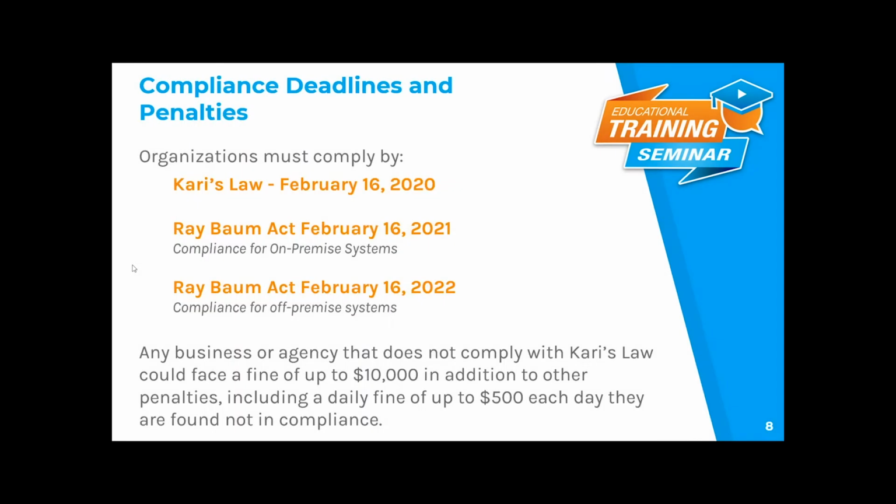Actually, we held a webinar on Kari's Law and the Ray Baum's Act for our partners last month, as we recognize the importance of being proactive with technology and compliance deadlines. So, at ClearlyIP, we don't put our head in the sand and just hope for the best. These laws are for the protection and safety of everyone, and we take that very seriously. SIP trunk providers had to be Kari's Law compliant in the USA by February 16th last year. The Ray Baum's Act goes into effect next month, February 16th, and that's for on-premise systems. And then it'll be the same date, February 16th of next year, 2022, for hosted cloud off-premise systems.